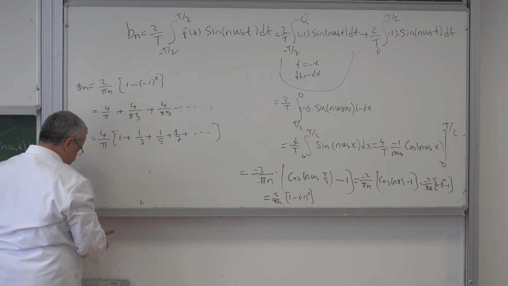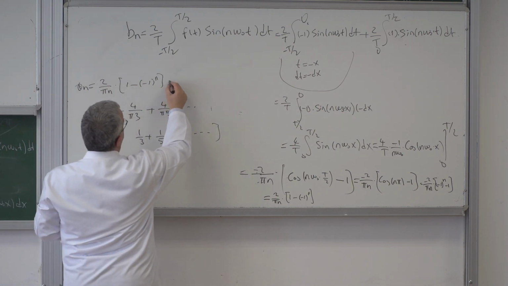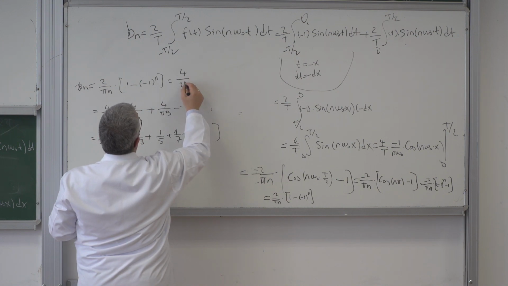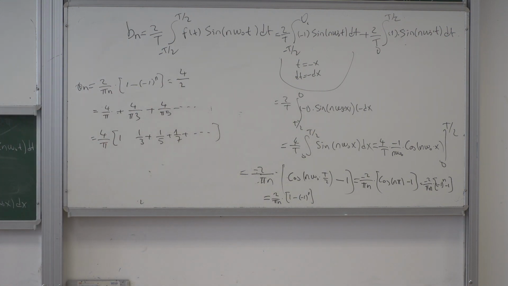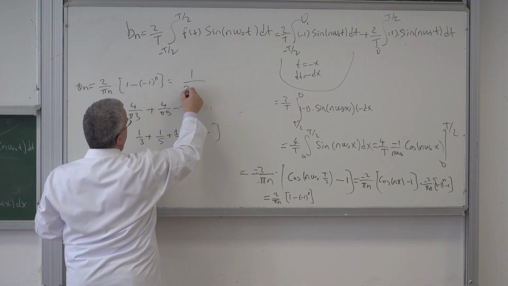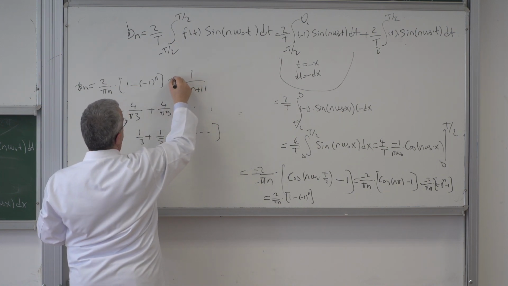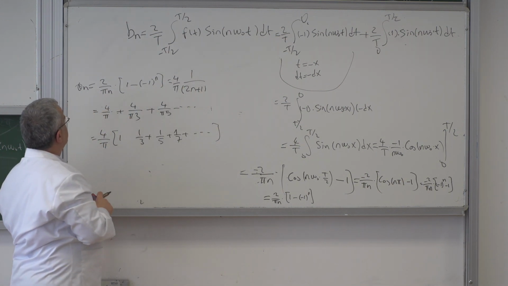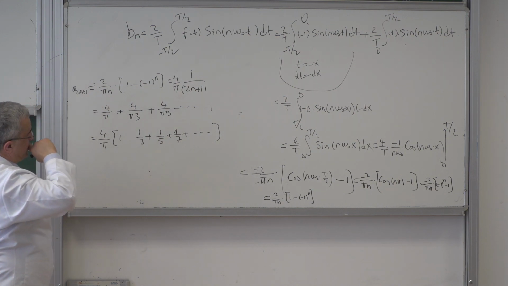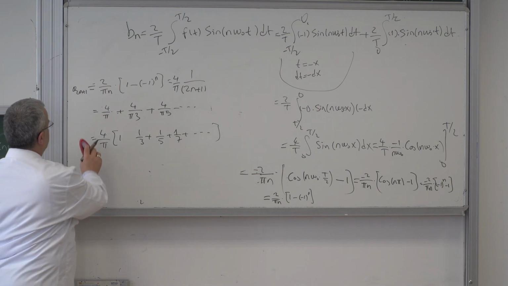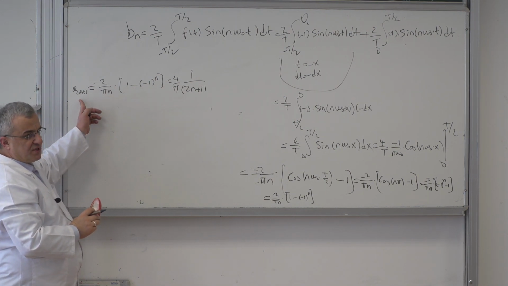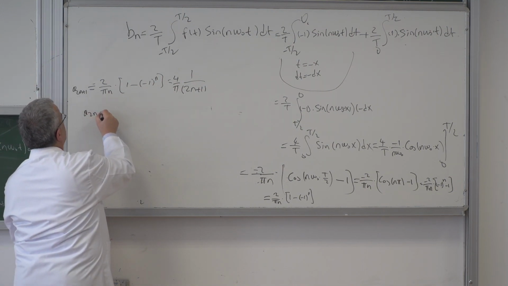Why am I adding that? What I meant is this is okay. Just simple. So what is this general term? It is 1 over 2n plus 1, and we have 4 over pi, right? So a_(2n+1) is equal to this. So it is 0 for the others, so a_2n is 0.